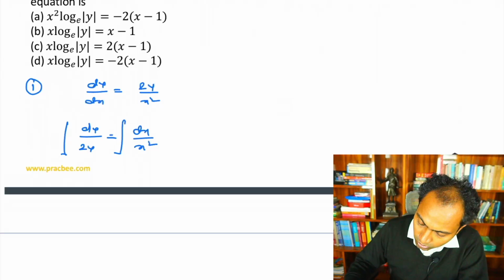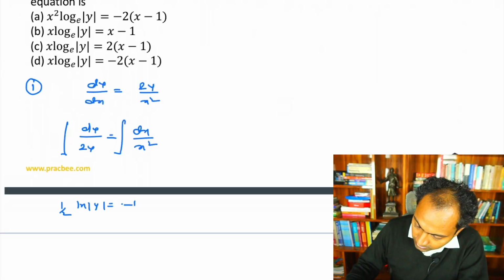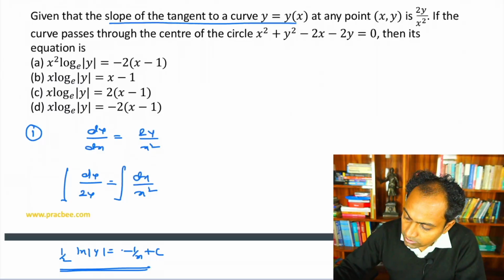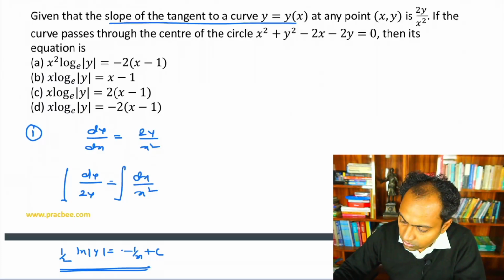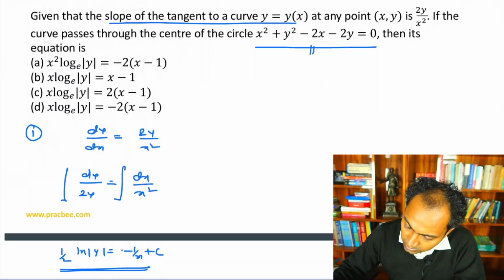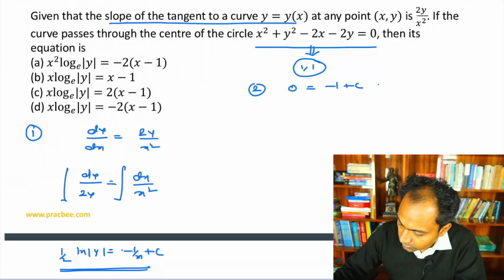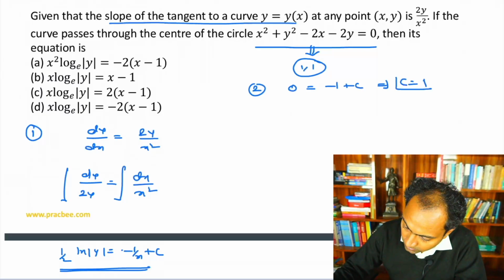If I do so, this will become 1 by 2 ln mod of y. This will become minus 1 by x plus a constant term. Now in order to find the value of the constant term, they are saying this curve passes through the center of this circle. The center of the circle would be 1, 1. In the next step, let us put 1, 1. The left hand side becomes 0. The right hand side becomes minus 1. The value of the constant comes out to be 1.